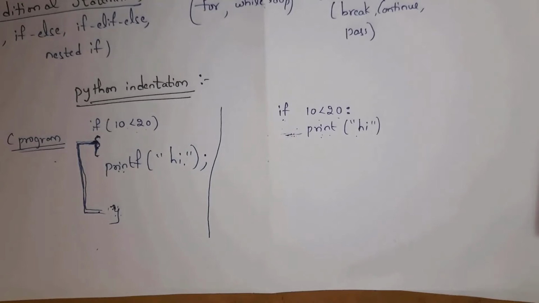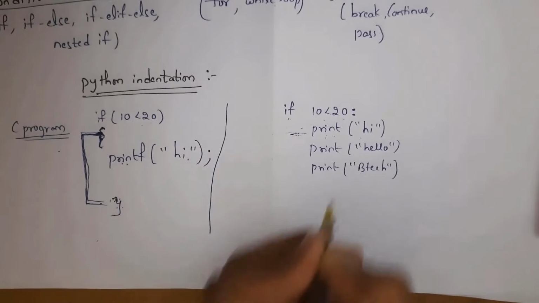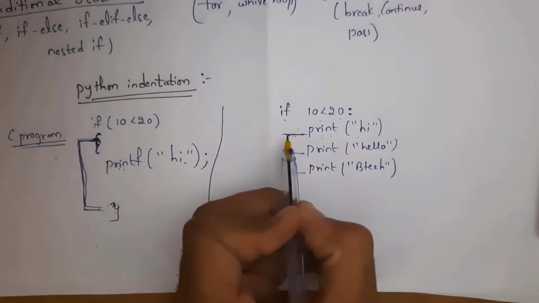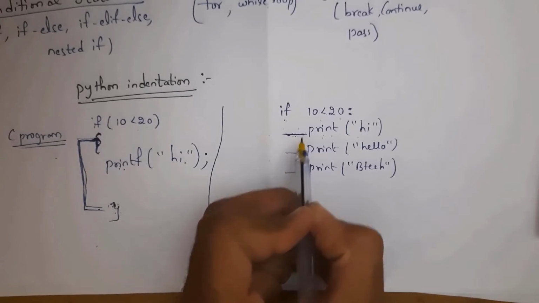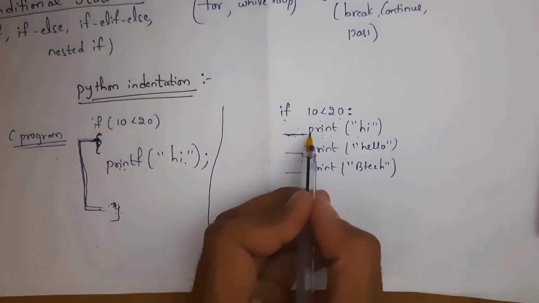And here you need to maintain consistency. For example, I want to print multiple statements like print hello, print ptech. How much space you took for the first statement, that much space you need to take for the second and third statements. So here you need to maintain consistency.